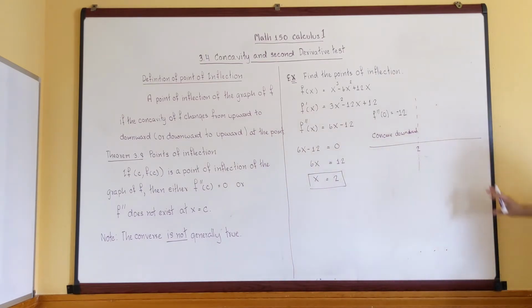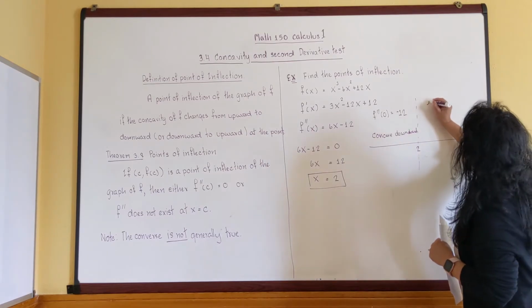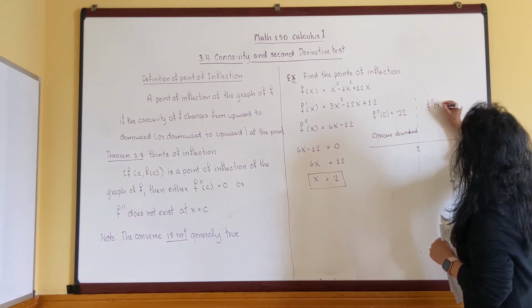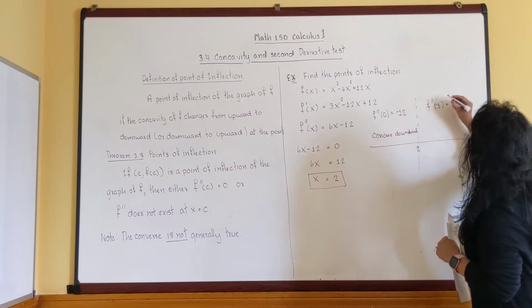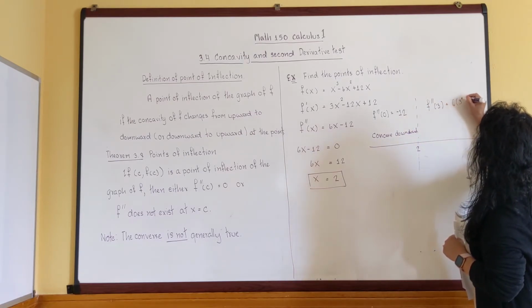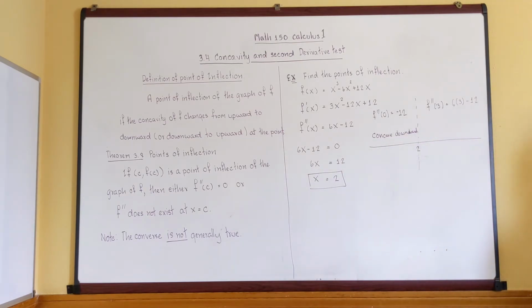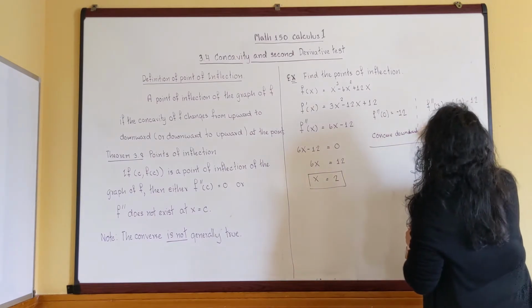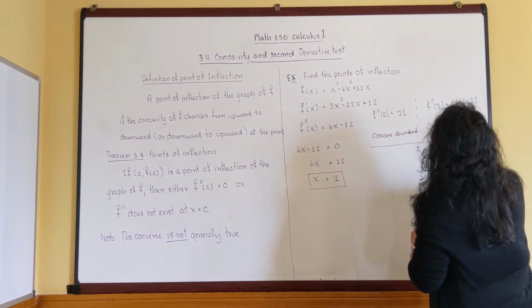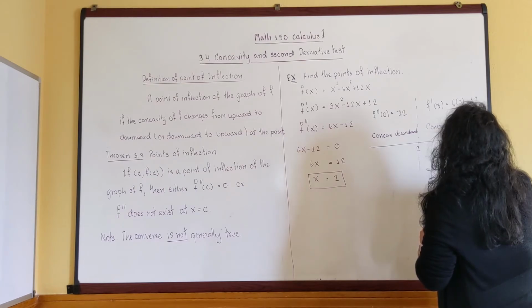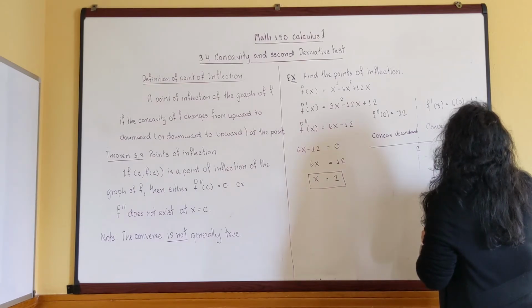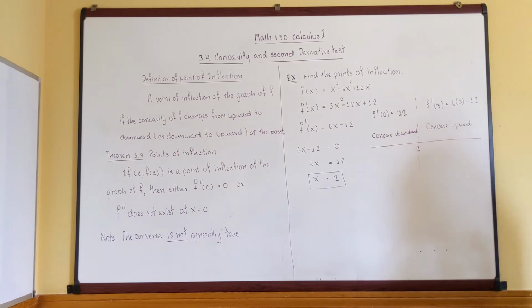Alright, on the right hand side, I start from 2, I can pick number 3. Then I have 6 times 3 minus 12, which is 18 minus 12, which is positive, so it's concave upward. So 2 is my inflection point.